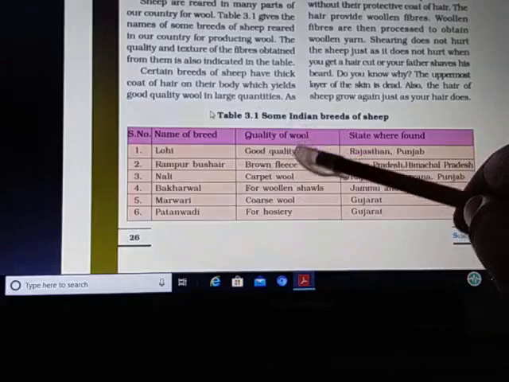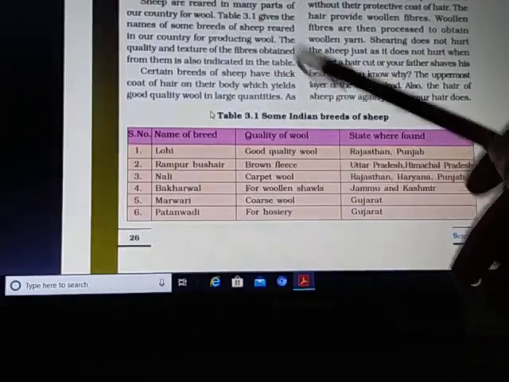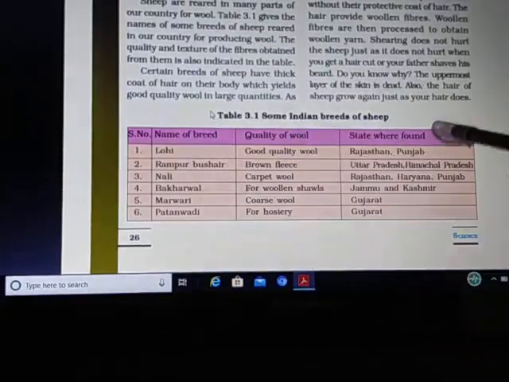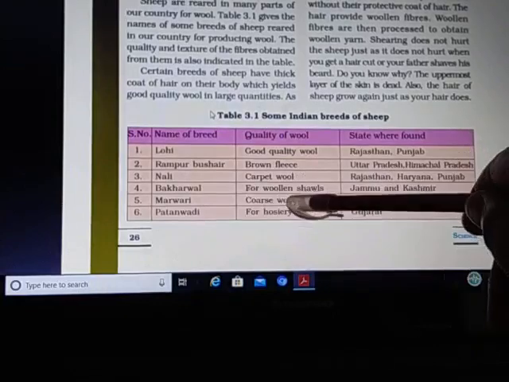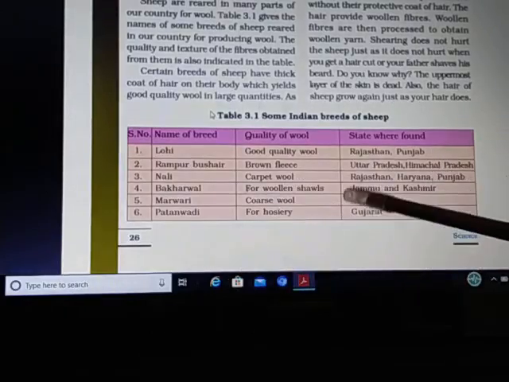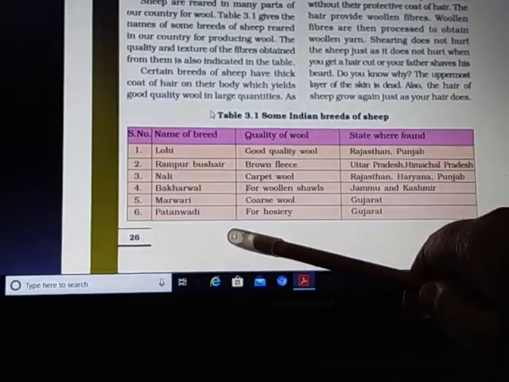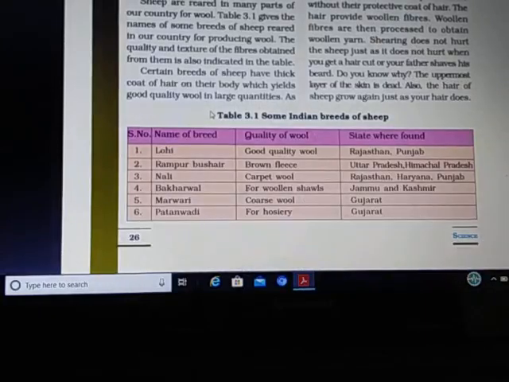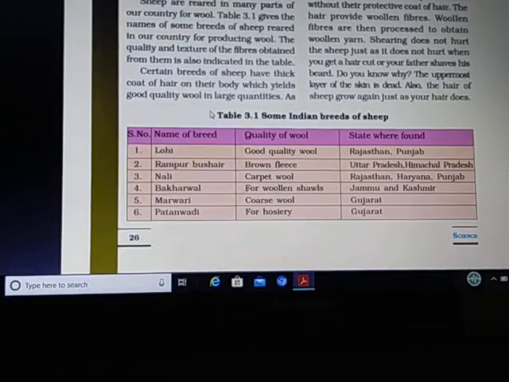Then third is Nali, which provides carpet wool, the type of wool from which carpets are made. The states where it is found are Rajasthan, Haryana, Punjab. Then Bhakarwal, for woolen shawls, which is found in Jammu and Kashmir. Marwari, coarse wool, very thick in nature, found in Gujarat. Then Patanwadi for hosiery. There are different types of hosiery wools or hosiery cloth, found in Gujarat. So these are some names of breeds, the quality of wool and the states where they are found.